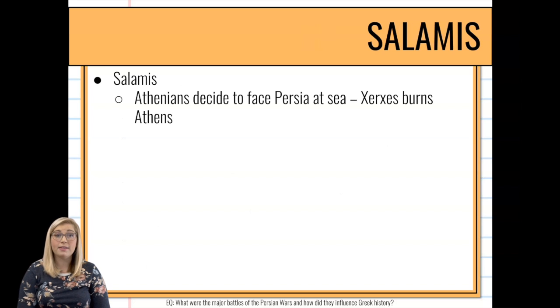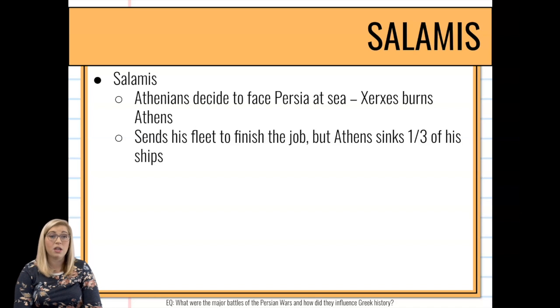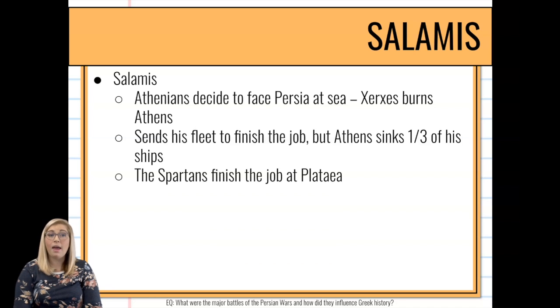Finally, let's talk about Salamis. Salamis is when the Athenians decide to face Persia at sea. Basically, Athens had the strongest navy at this time period, and Xerxes goes in. He wants to fight by land because he's stronger there. He burns Athens to the ground, and he sends his fleet of ships to basically finish the job. But he is unsuccessful because the Athenians are able to sink about a third of his fleet, and then the Spartans finish the job at Plataea.